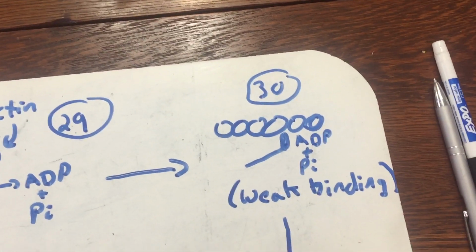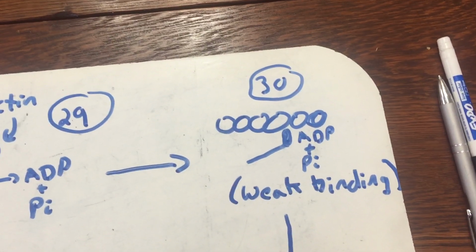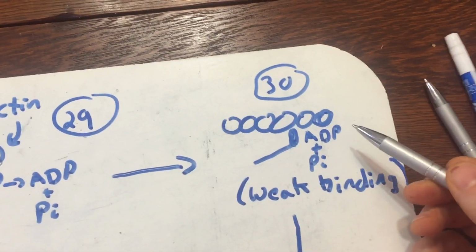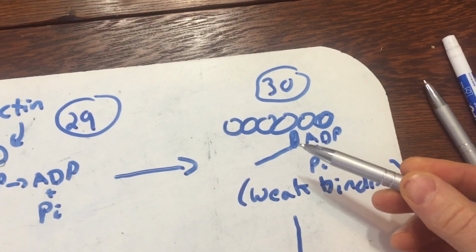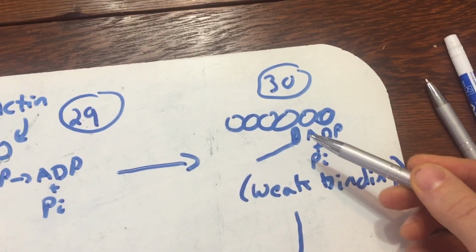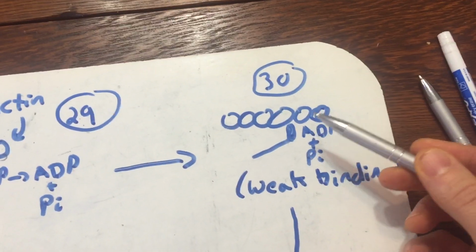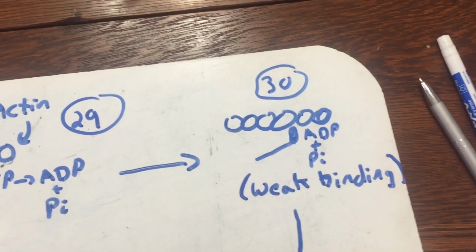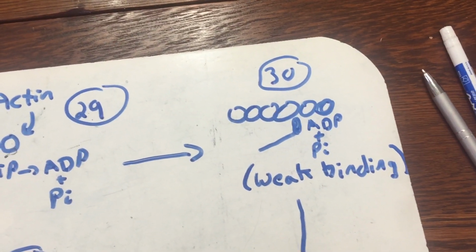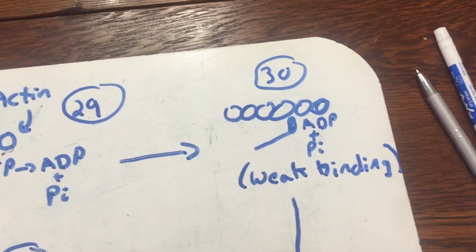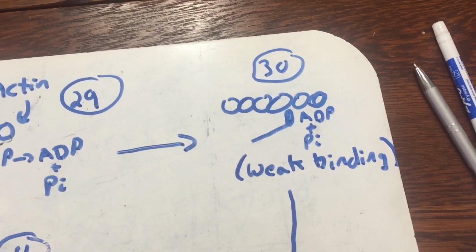Step 30, you've got myosin binding with actin. One thing to notice in this step is that the ADP and inorganic phosphate are still bound to that myosin head, and that results in a weak binding. So essentially a weak muscle contraction at that stage. And that is step number 30, myosin binding with actin.